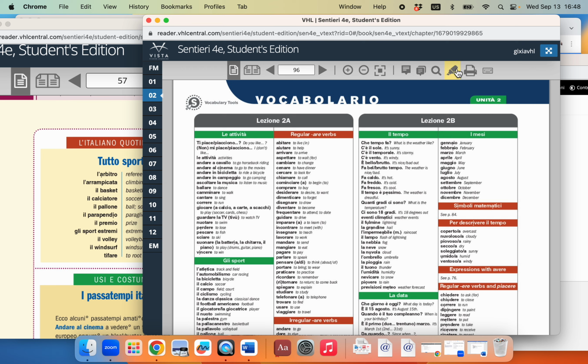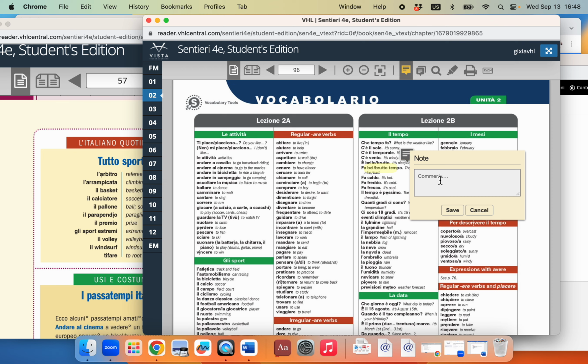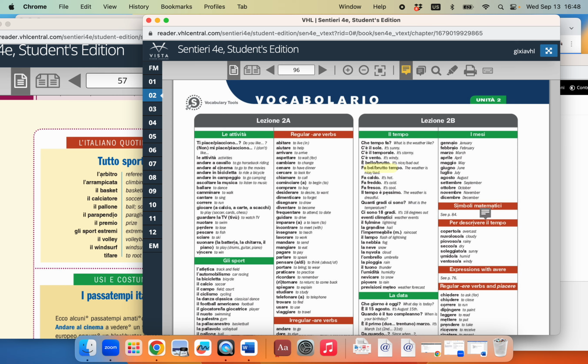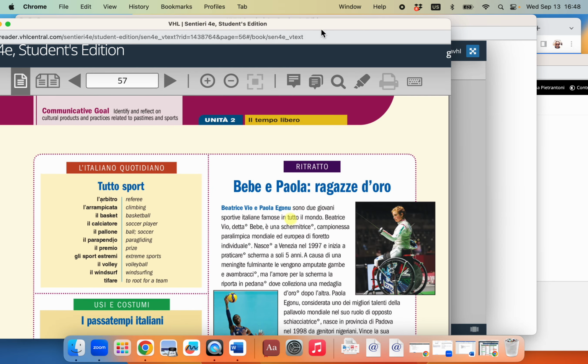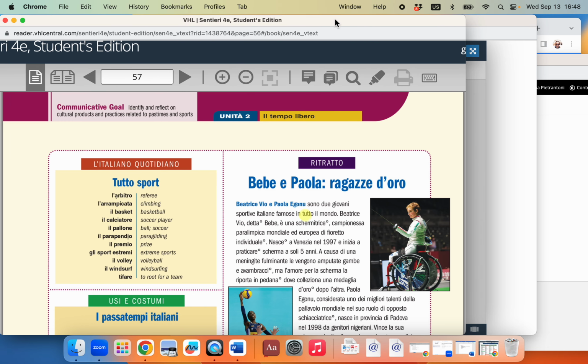The other tool you have is a highlighter. You can highlight words if you need to. You have sticky notes. You can put them by the word you want to write notes about, and you use them to study. That said, when you're dealing with a new text, there are a few more tips.